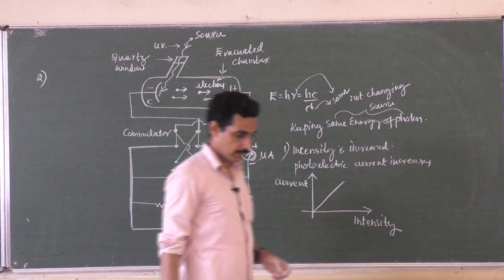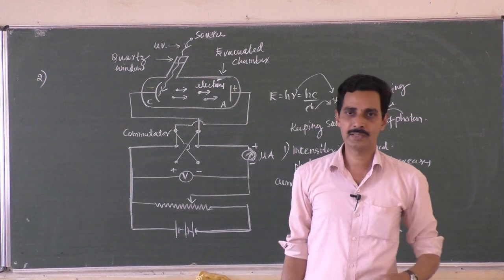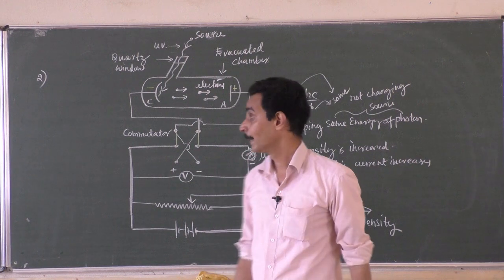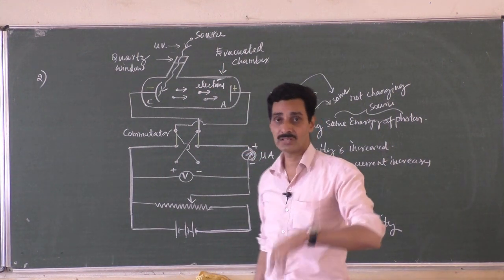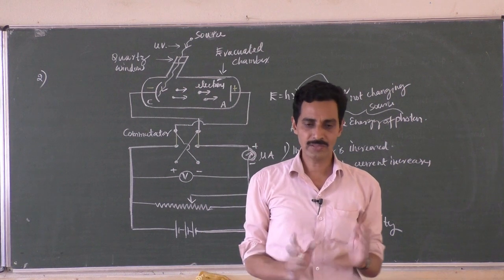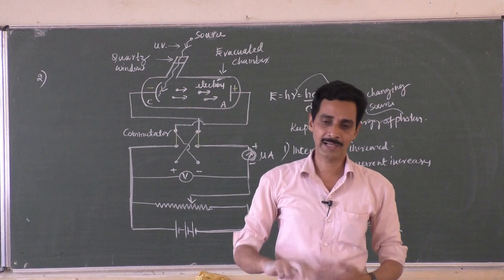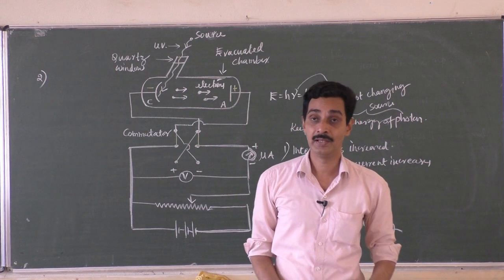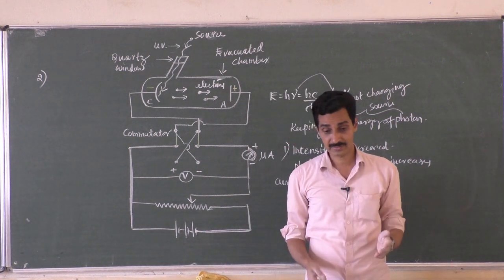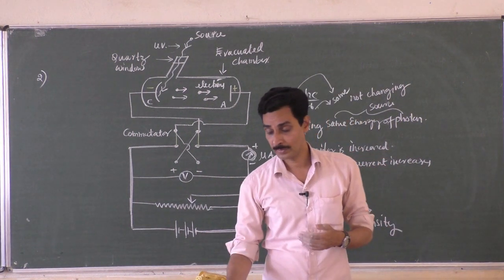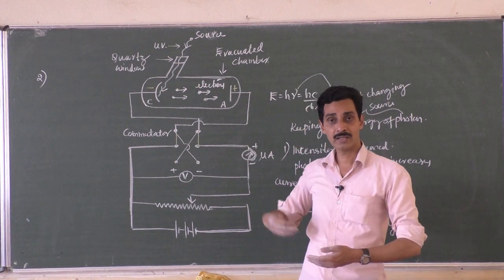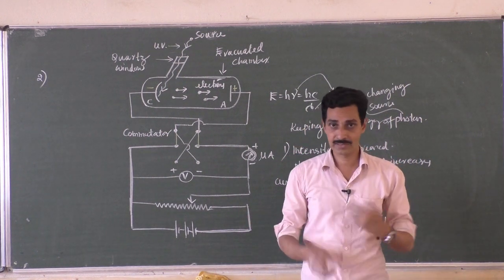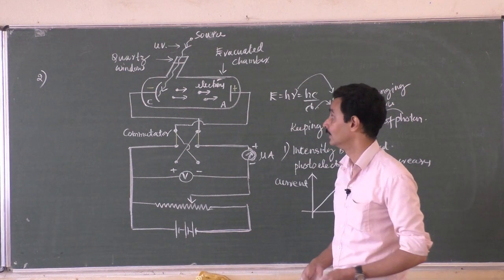Now, they started doing the experiment with frequency. They changed the frequency. If you want to change the frequency, you have to change the source itself, because one source will have one particular frequency. Brightness you can change with the same frequency. But if you want to change the frequency itself, you have to take the light from red color to blue color to yellow color, green color, so like that. You have to change the frequency and wavelength.